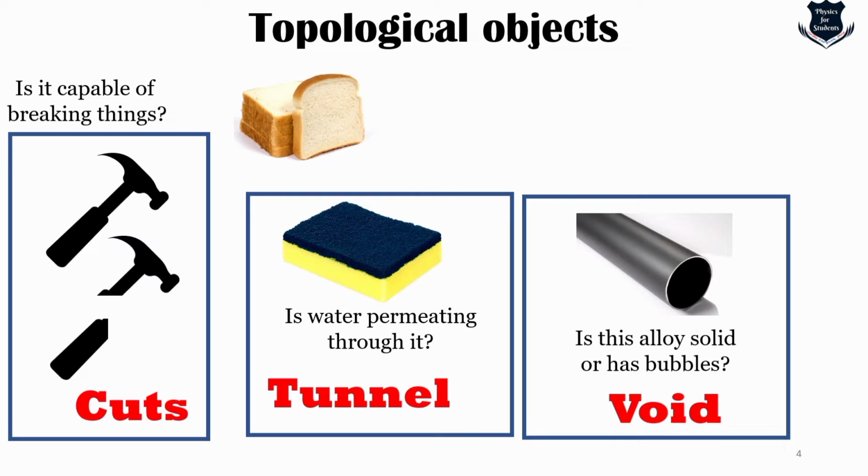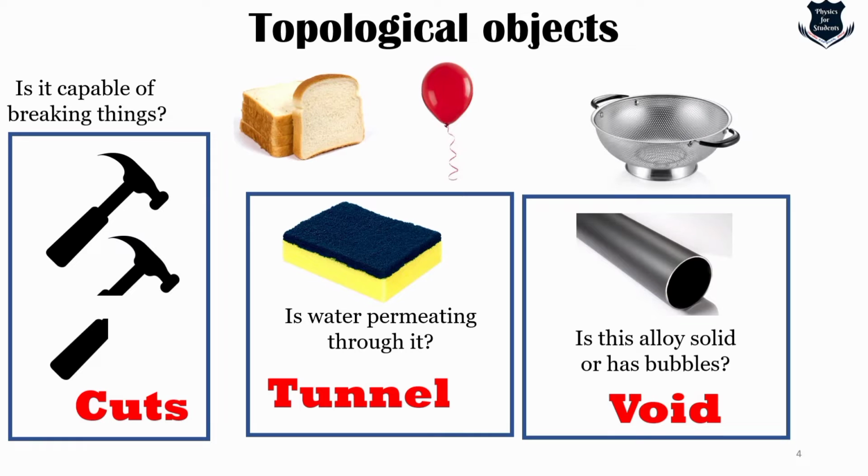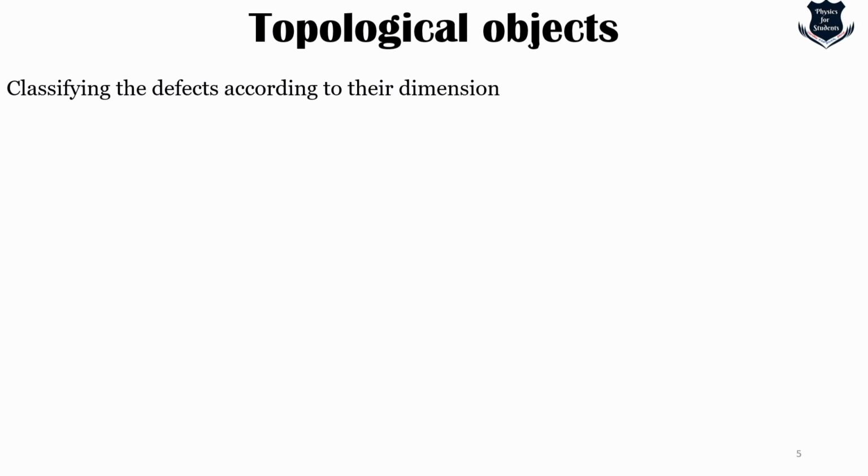So we can use a further example of a cut, such as pieces of bread. Then you can imagine a balloon, and then a kind of sieve through which water seeps in, and a solid. The question is, are these substances good enough, or based on their shapes, how can we understand them? So, classifying the defects: we call them defects in the sense that water is not going through it, the hammer is unable to break it, so obviously it is a defect in terms of industrial use.